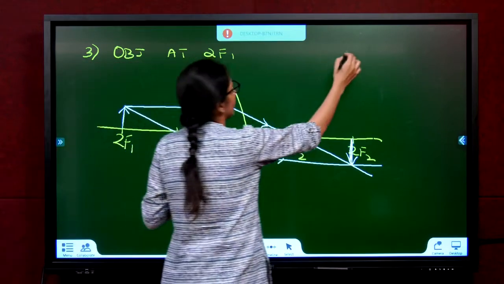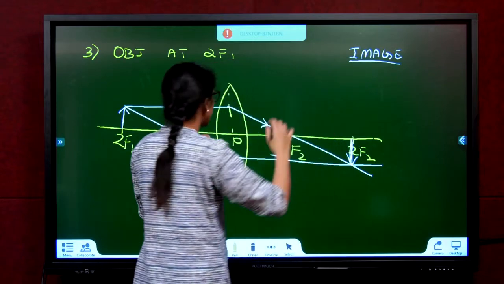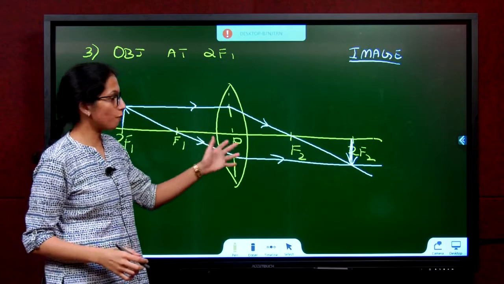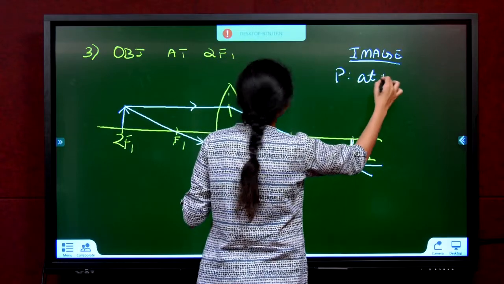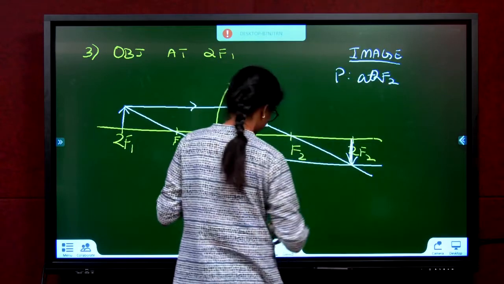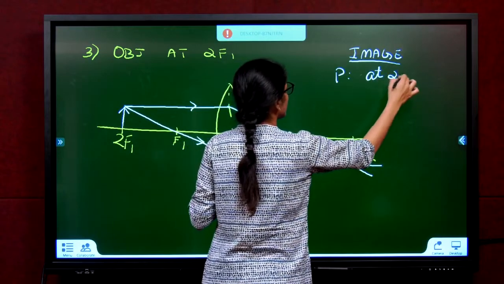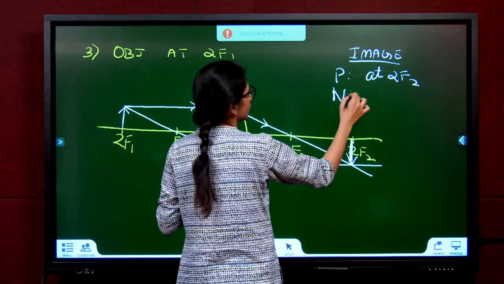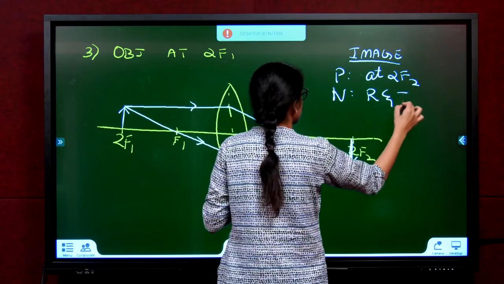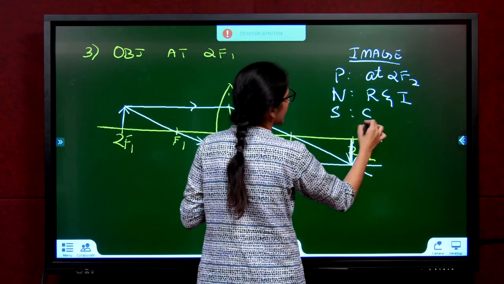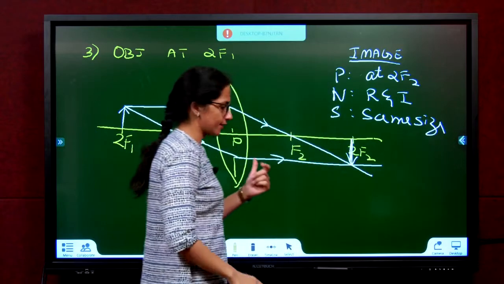So now, what can we say about the image position? I repeat, here you are free to take the ray passing through O, no problem. I'll show it to you after this. What is the position? Position of image at 2f2. Write it clearly. At 2f2. Nature, real and inverted. Size, same size. Draw very carefully, otherwise you will not get the same size.